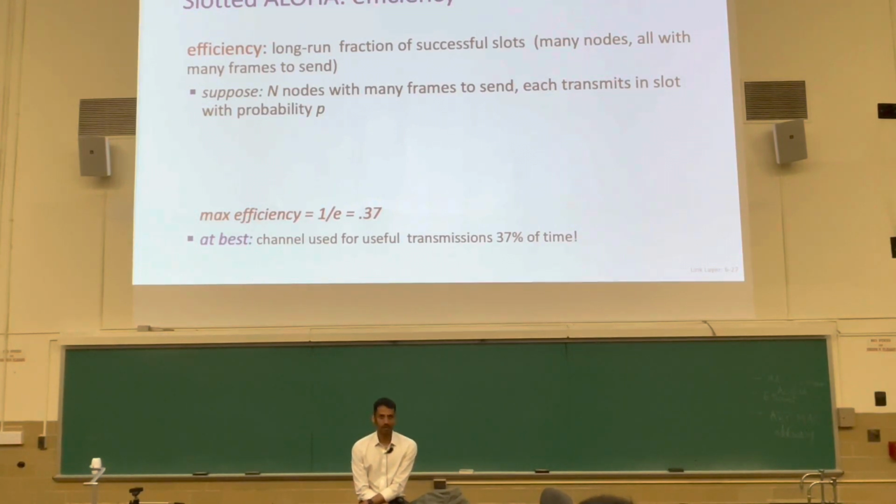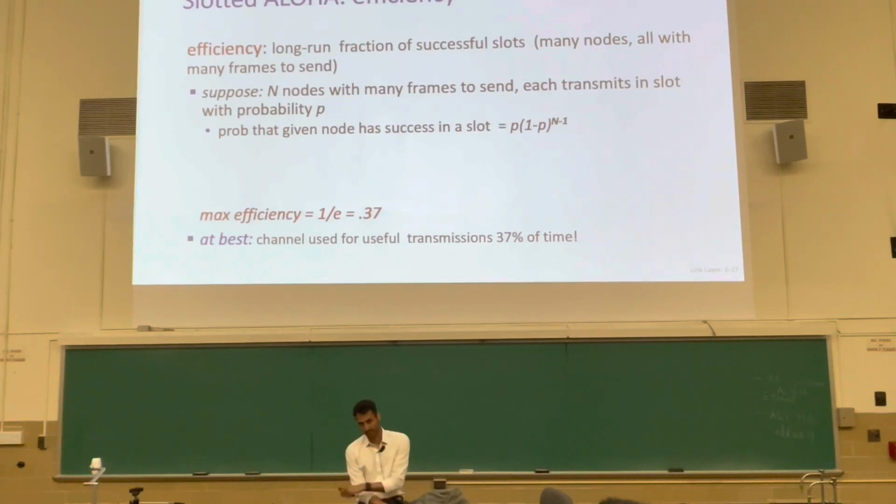And they've all collided, so each of them is in a probabilistic mode. We're just making this assumption for simplicity, right? If there's many nodes, very likely they will always be in collision mode. They'll always be in this probabilistic transmission. In every slot, they transmit with probability P, right? So here's the probability that a given node has a success in a slot.